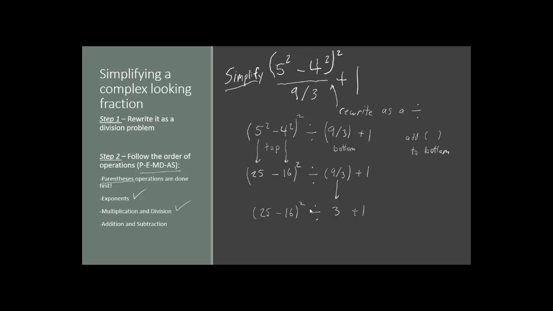Let's move on to our additions and subtractions. Well, we have a subtraction in this parentheses, 25 minus 16. 25 minus 16 is just 9, and the rest of the equation stays the same. 9 divided by 3 plus 1. Now we'll carry that forward into step 3.